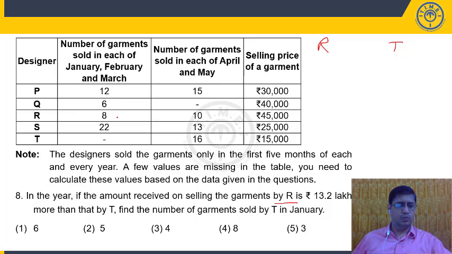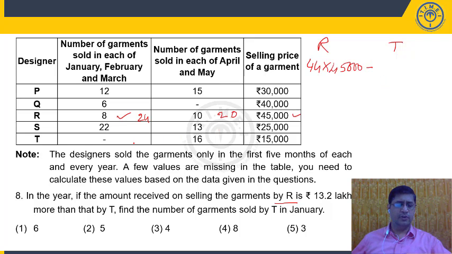R is equal to 8. So 3 into 8 is 24. And 2 into 10 is 20. So what is the result? 24 plus 20 is 44. What is the price value here? 45,000.